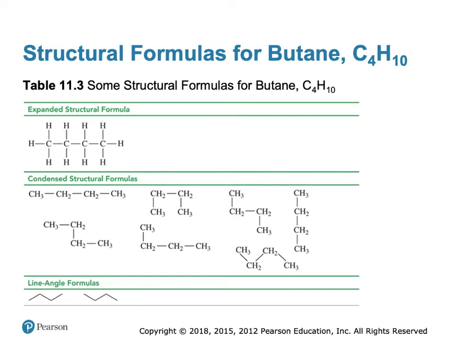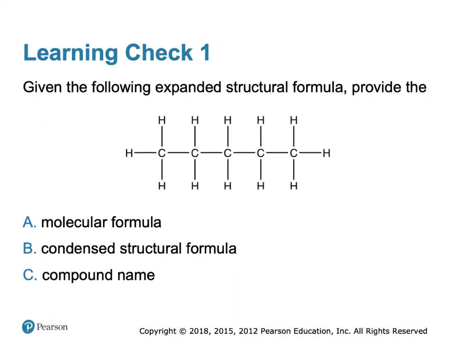Now here, I just want to bring your attention, it doesn't matter which way you start your line angle formula. You can start with the carbon down, or you can start with the carbon up. So given the following expanded structure, let's provide the molecular formula, the condensed structural formula, and the compound name.